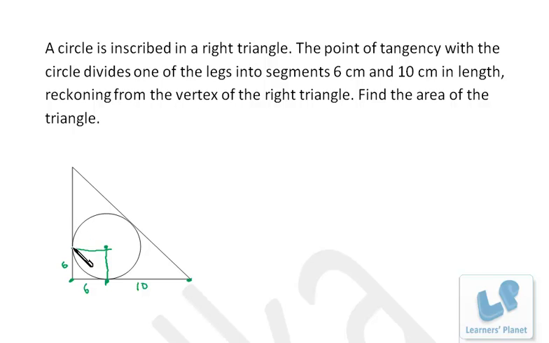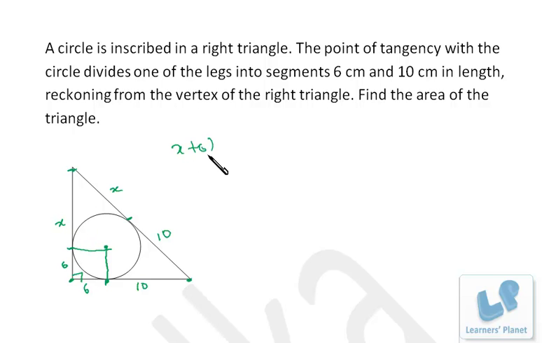Now I assume this length from this point to this point to be x. Then from this point to this point it will also be x, because two tangents from the same point are of the same length. Similarly, from this point to this point it is 10. That means from this point to this point it is still 10, right? Now this is a right angle triangle. We have to find out the area of this triangle. So what we can do, we can find out x, right? We can use the Pythagoras theorem.